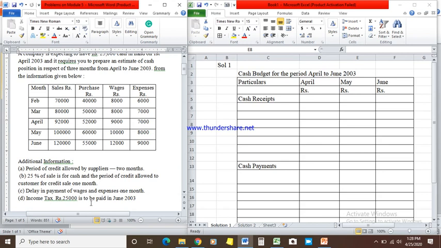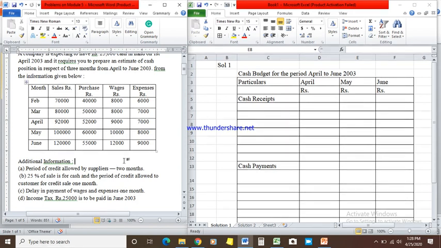Income tax rupees 25,000 is to be paid in June 2003. So we may come across some specific items of expenses which will be paid in a particular period only. In this case income tax is paid in the month of June. So this is one more item which happens as an outflow in the month of June.